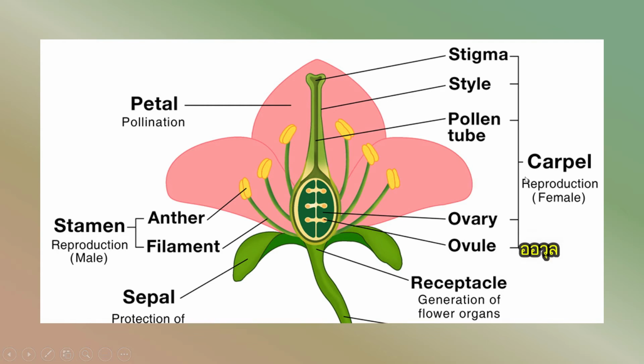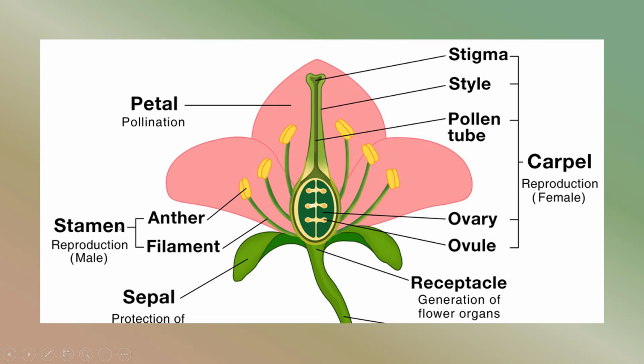Alright, and if you put this together, it is called the carpel or the pistil, the female part of a flower. Okay, this is the female part of a flower. We have composed of stigma, style, pollen tube, ovary, ovule.